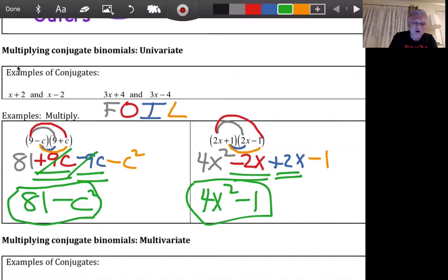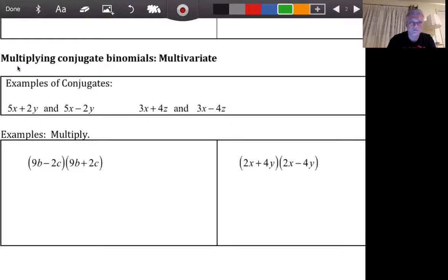So multiplying conjugates. Okay? This was univariate, one variable. So the only variables that we used in this question were x's. The only variables that we used in that question right there were c's. So we only had one variable. All right? So that is multiplying conjugate binomials in the univariate type. Now let's go multivariate and go down the page just a little bit.